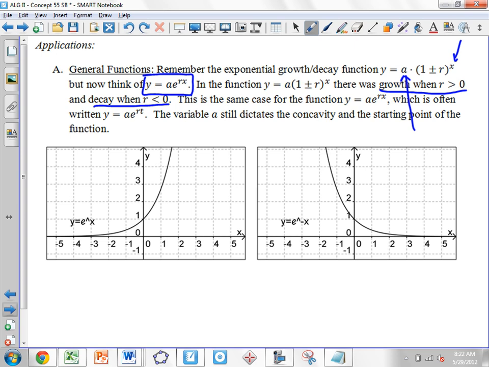It's the same thing now. So if you notice that r is positive right here where I'm pointing, then it's going to be growth. If you notice that r is negative, it's going to be decay. Again, the same thing as last time. When r is positive, we have growth. When r is negative, we have decay.